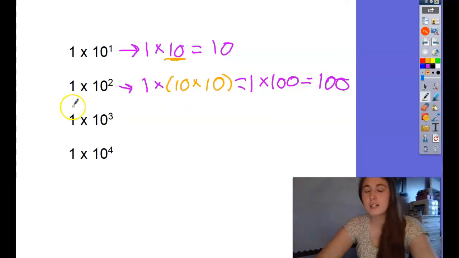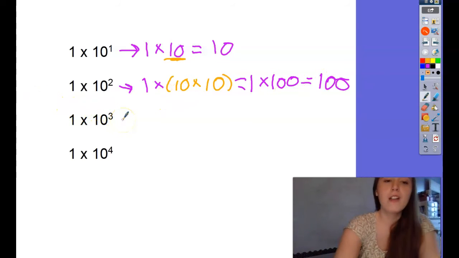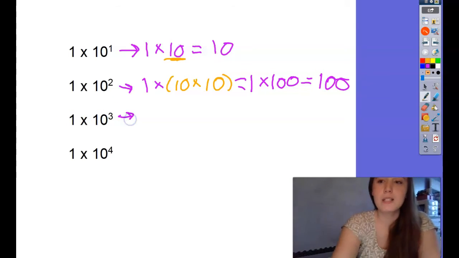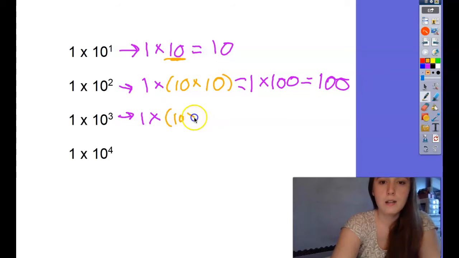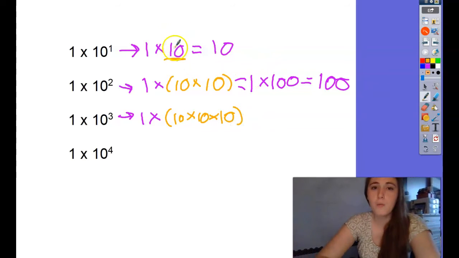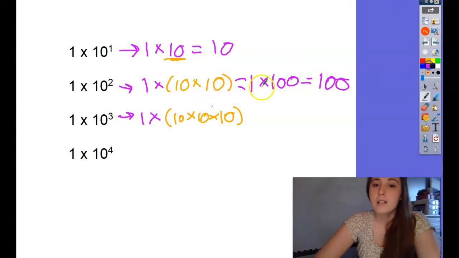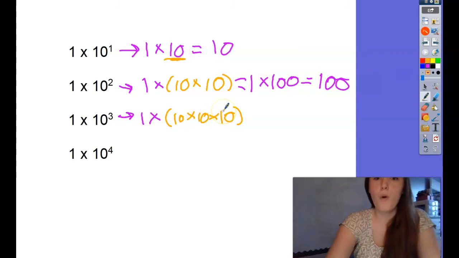All right, let's speed through the next ones. We have 1 times 10 to the third. If I look at this, I know to the third means that I am doing 10 times 10 times 10. So I have 1 times 10 3 times. So my parentheses, 10 times 10 times 10. And if I look up here, I had 1 10, 10 to the first, 2 10s, 10 to the second, 3 10s, 10 to the third. So 10 times 10 times 10 is 1,000. So 1 times 1,000 equals 1,000.